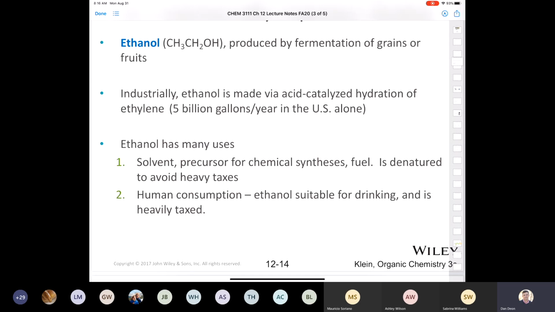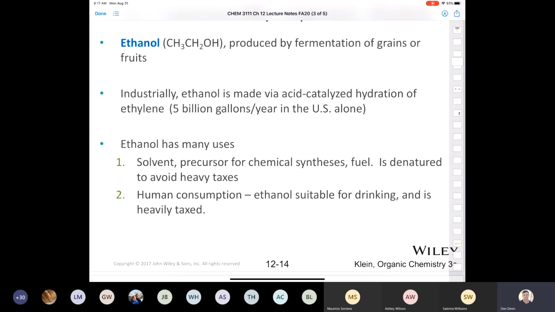Human consumption, of course, ethanol suitable for drinking is heavily taxed. And you've probably heard of denatured ethanol, or maybe you have. If you go to, let's say, Home Depot and you buy some ethanol or ethyl alcohol for a project you might need in your house as a solvent, well, that alcohol is not safe to drink. They do what's called an azeotrope, where they distill that with poisonous compounds like benzene and toluene, and so that is definitely not fit for human consumption. So just to put that bug in your ear.